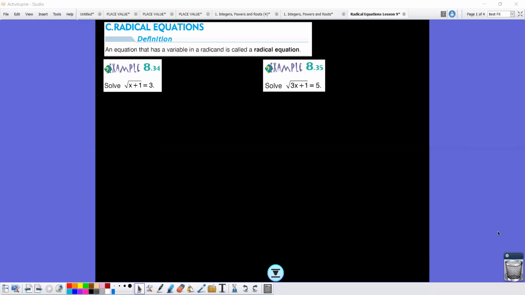Today we'll start with radical equations. Do you remember what an equation means? Equation. We studied equations, yes?